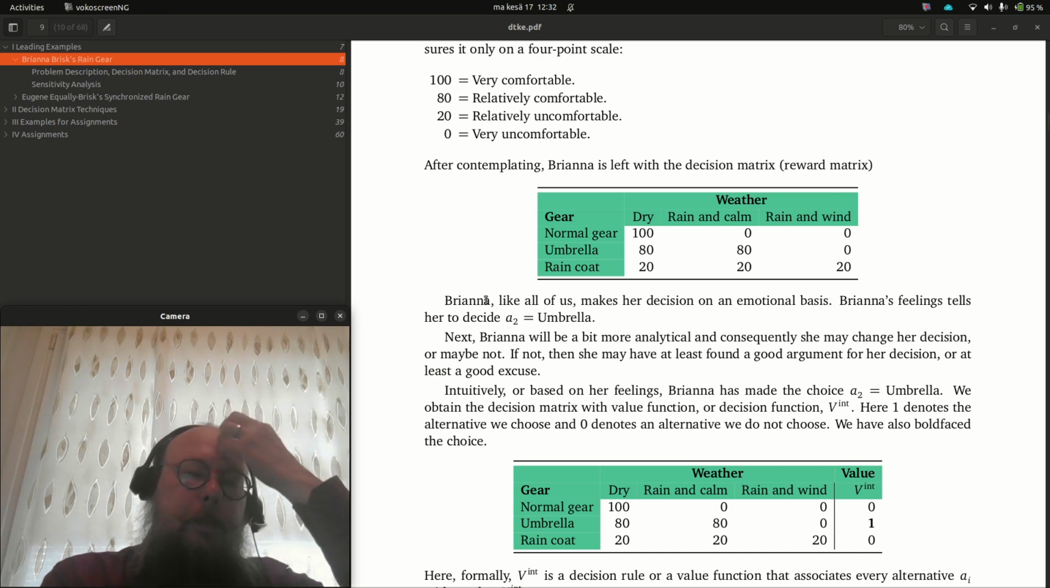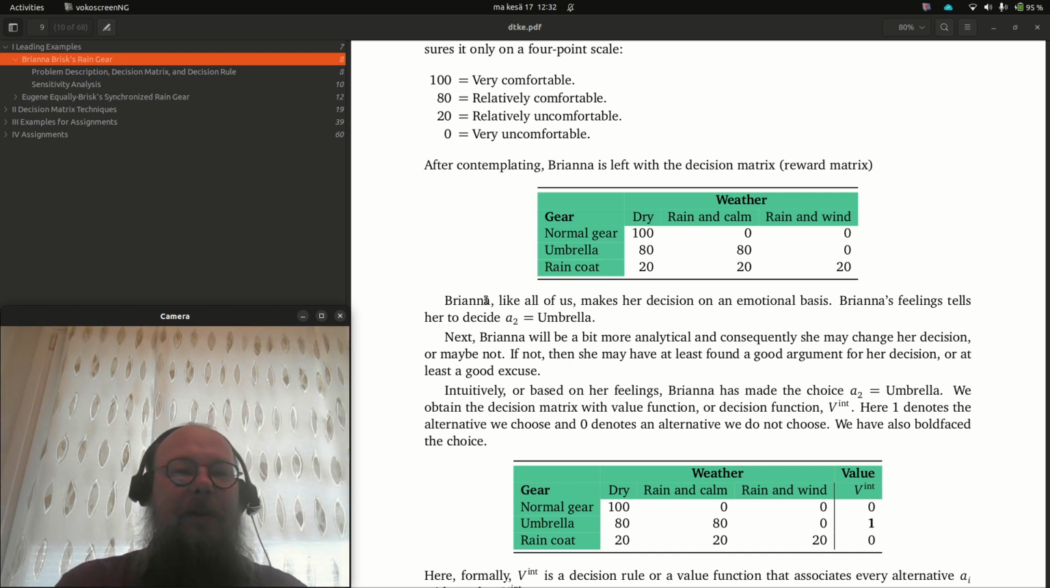And now, to make a decision, everybody makes decisions. We have to make decisions in our life, and usually we do them on an emotional basis. So let's just assume that Brianna's feelings tell her to decide A2, umbrella. So that's the emotional choice. Maybe this row here is the best one.